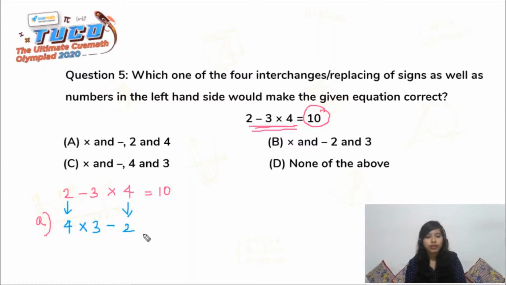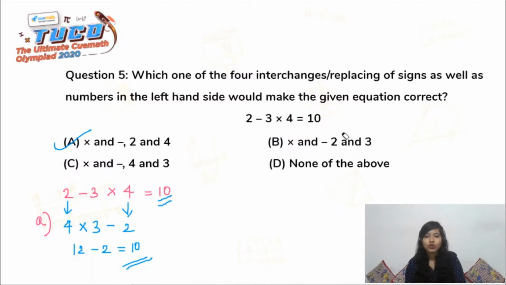As per option A, let's see this. 4 times 3 is equal to 12, and 12 minus 2 gives me 10. My answer still does not get affected. And with this, I can directly say that option A is the right answer. You don't have to even go ahead and check with the rest of the options. I hope that was clear enough to you.